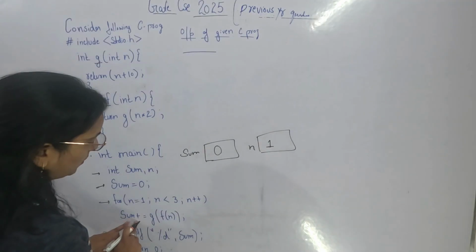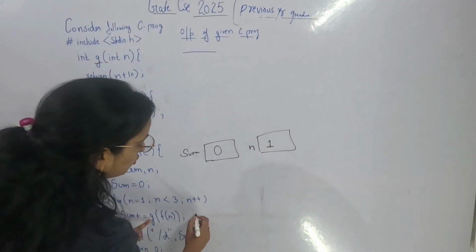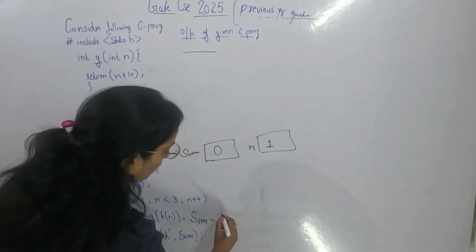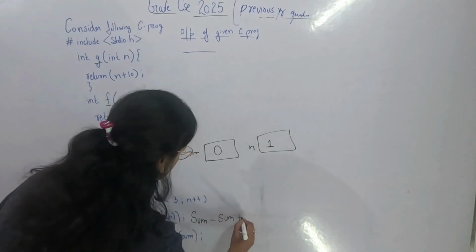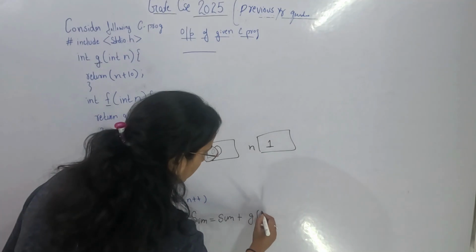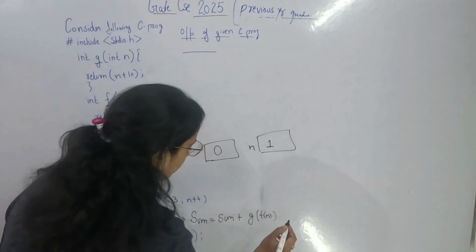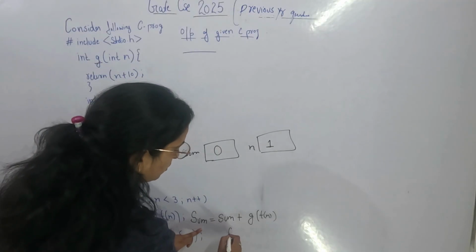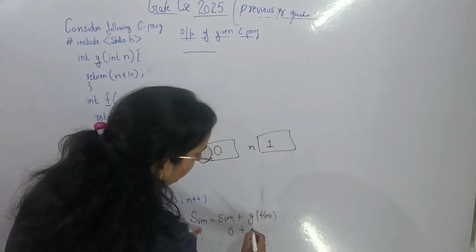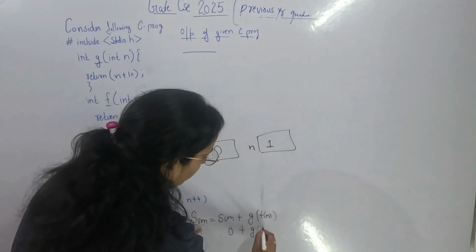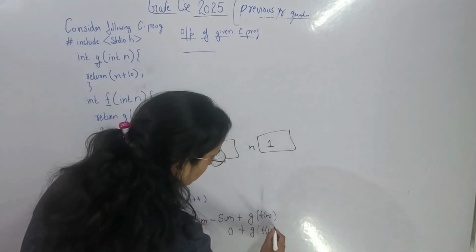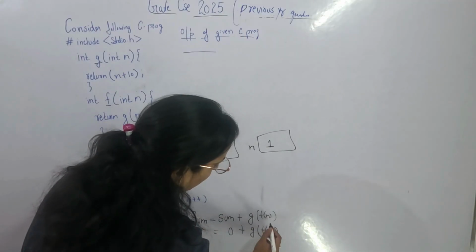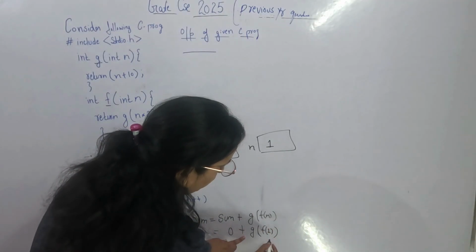The statement is sum plus equals g of f of n. What does this mean? We can write this as sum equals sum plus g of f of n. Now the sum value is 0, so 0 plus g of f of n, and this is g of f of 1. To solve this, we have to calculate the value, and to calculate this, we have to call these two functions.